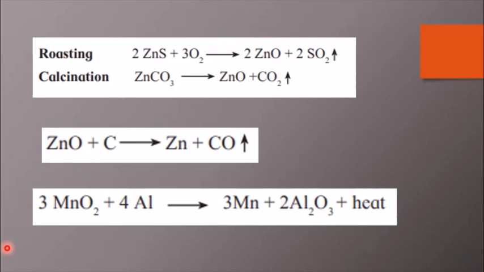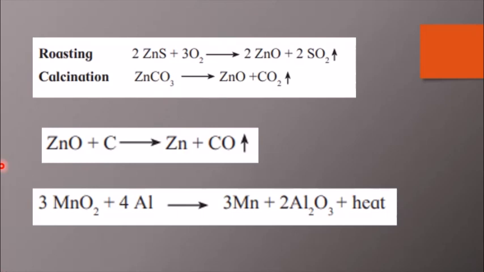Next, we have to separate zinc from the zinc oxide. That can be done by using any type of reductant. Here we have added carbon as the reductant. When you add carbon as the reductant to zinc oxide, zinc gets separated and the carbon and oxygen combine to form carbon monoxide. In this way we got our metal, that is zinc.